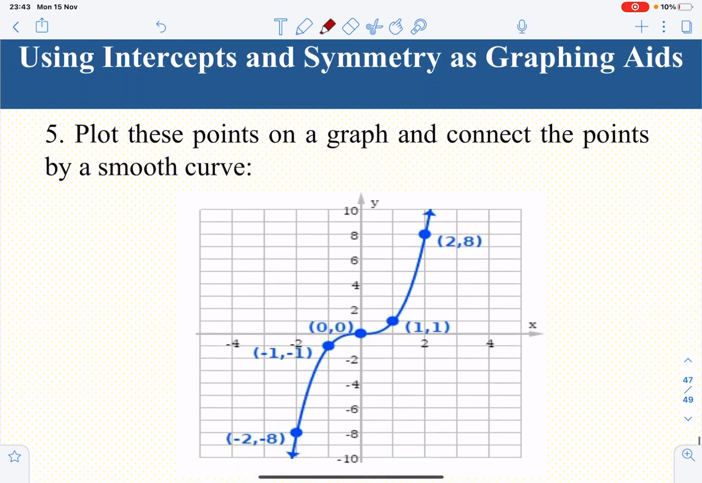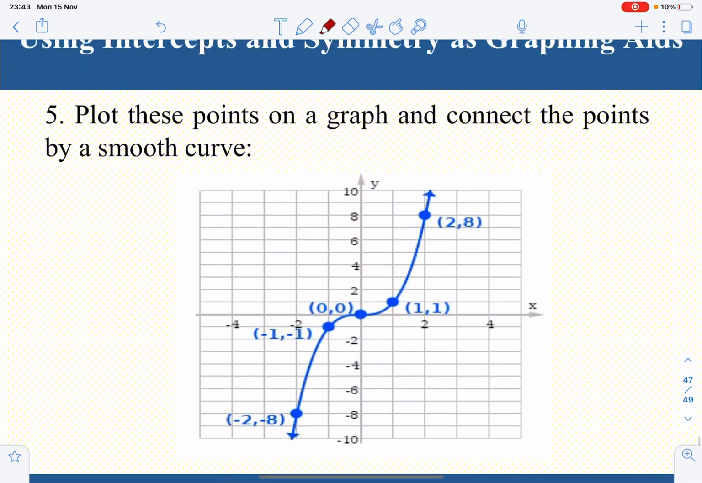So the last step is just to plot these points. This is the first one, the second one, the third one, and the last two. We're going to plot them, then we will connect the points to get a smooth curve. So just connect these points and you will see that you will have this curve. Okay.